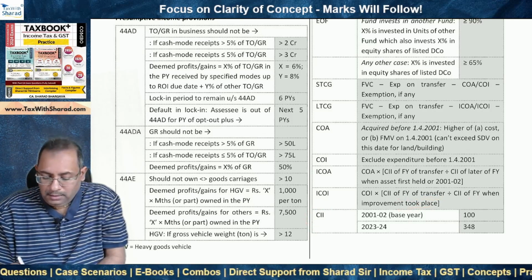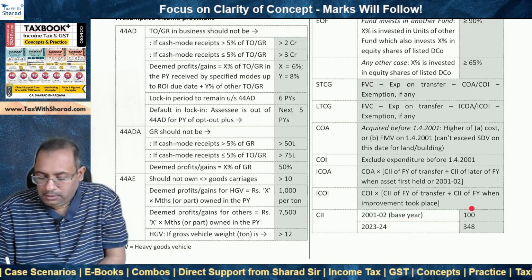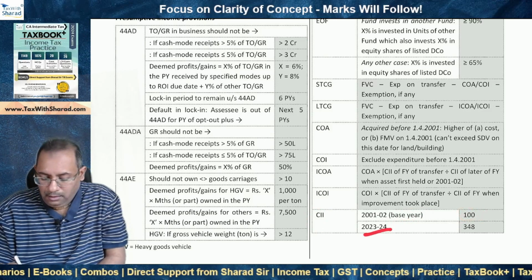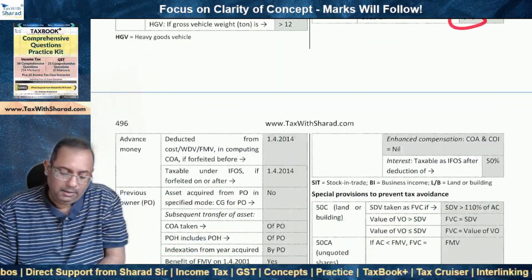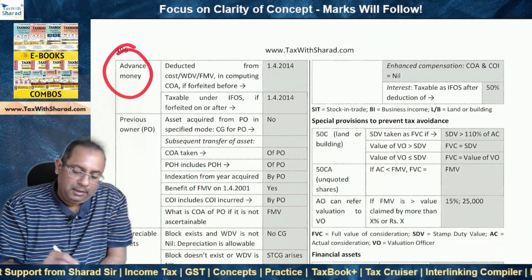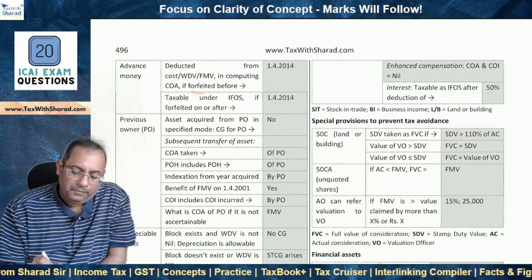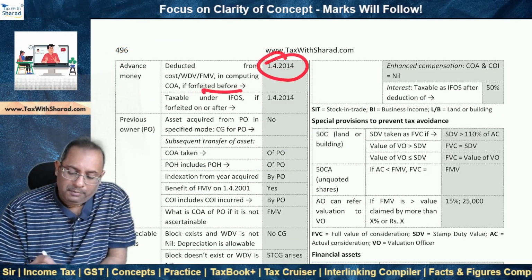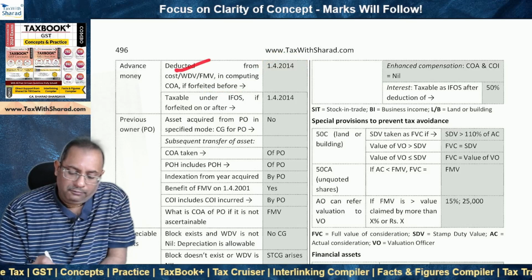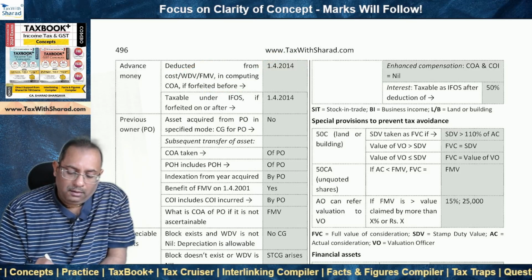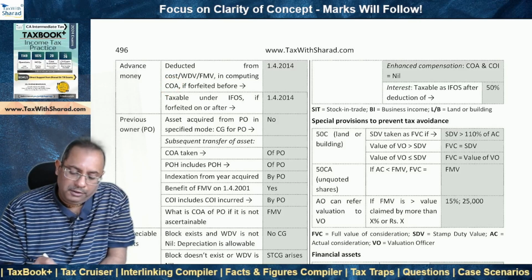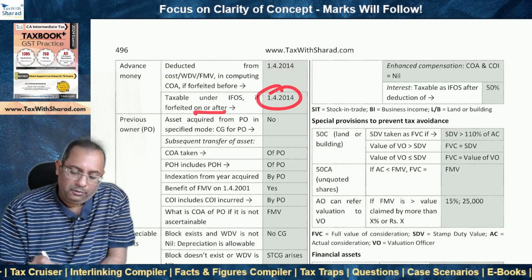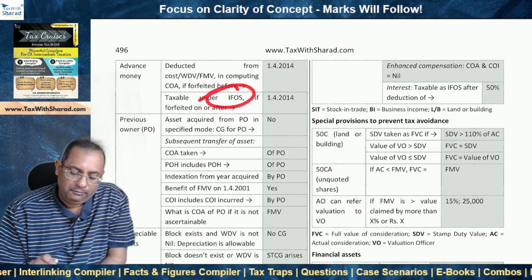Cost inflation index: the base year is 2001-2, for which CII is 100, and for the current year 2023-24 it is 348. If there is advance money which has been forfeited before 1st April 2014, then it is deducted from the cost, WDV or FMV as the case may be in computing cost of acquisition. If the forfeiture is on or after 1st April 2014, then it is taxable under the head IFOS.